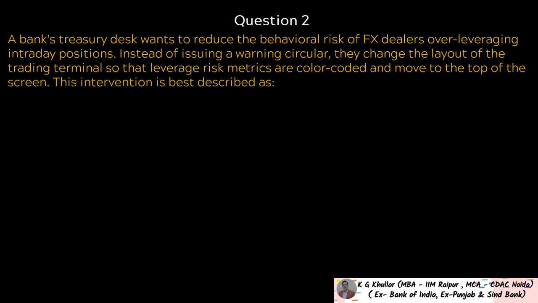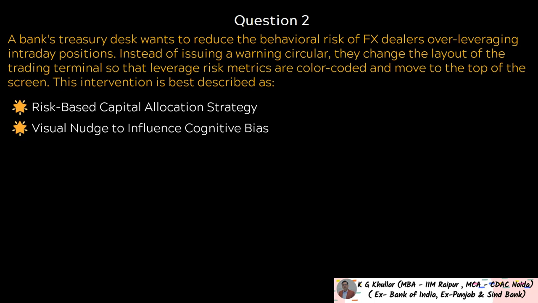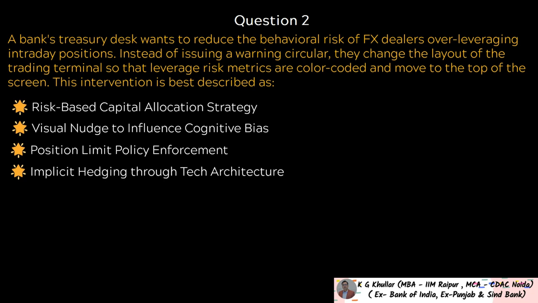The next question is: a bank's treasury desk wants to reduce the behavioral risk of forex dealers over-leveraging intraday positions. Instead of issuing a warning circular, they change the layout of the trading terminals so that leverage risk metrics are color coded and moved to the top of the screen. This intervention is best described as, and these options are given to you: first option A is a risk-based capital allocation strategy. Then second option B is visual nudge to influence cognitive bias. Then third option C is position limit policy enforcement. And last option D is implicit hedging through tech architecture.